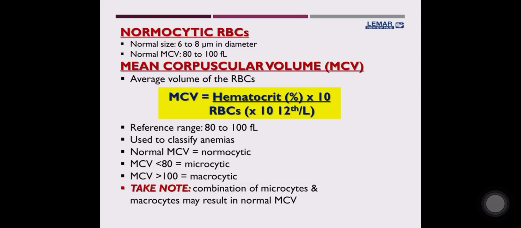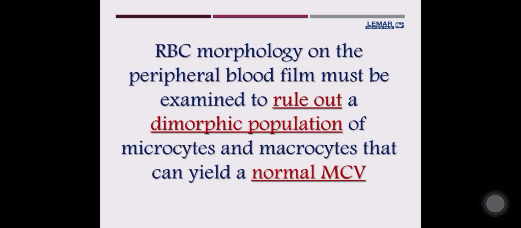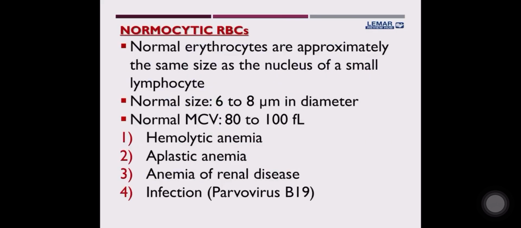Normal MCV, the red cells are normocytic; less than 80 femtoliter, the red cells are microcytic; and over 100 femtoliter, the red cells are macrocytic. Dapat din sinecheck natin yung peripheral blood film because a combination of microcyte and macrocyte can yield a normal MCV. RBC morphology on PBS or peripheral blood film must be examined to rule out a dimorphic population of microcyte and macrocyte that can yield a normal MCV.